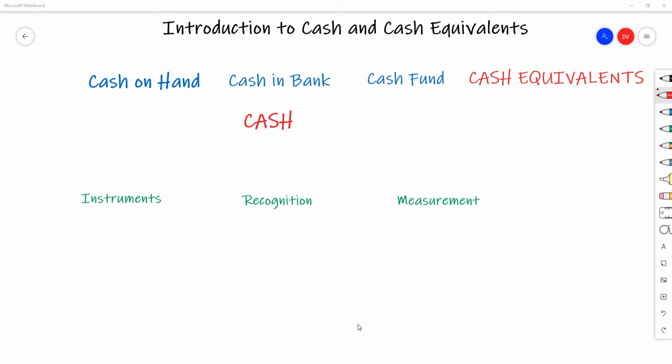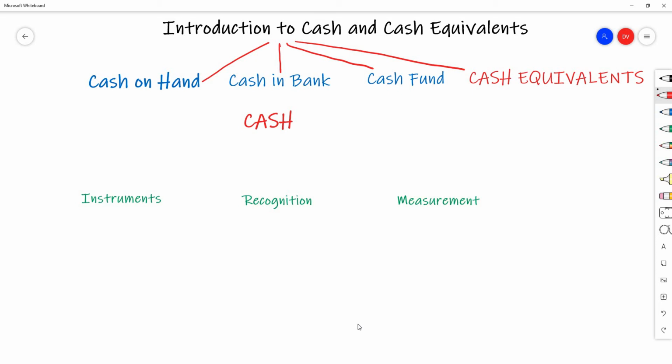The first topic will be cash and cash equivalent. Cash and cash equivalent is the first line item in the current assets section of our financial statement. So what are the items that are included in the cash and cash equivalent section? Number 1, cash on hand. Number 2, cash in bank. 3, cash fund. And lastly, cash equivalent.